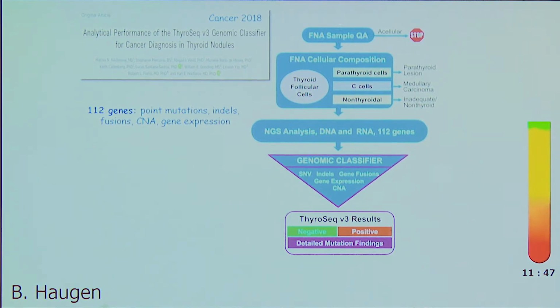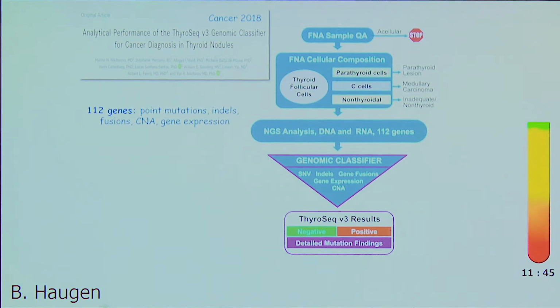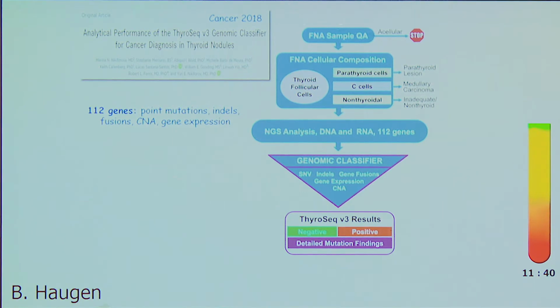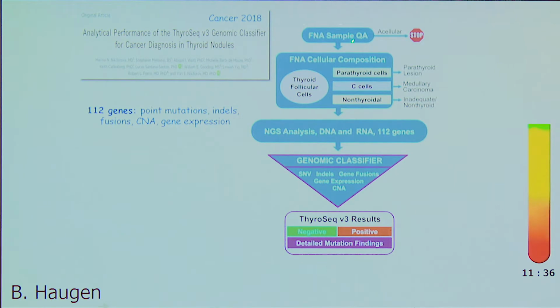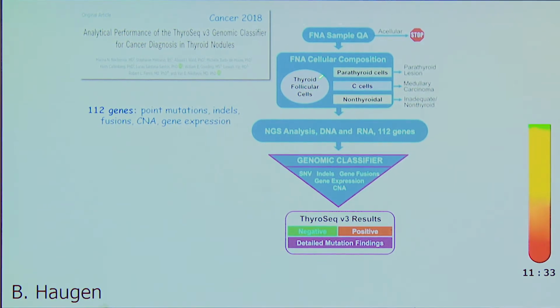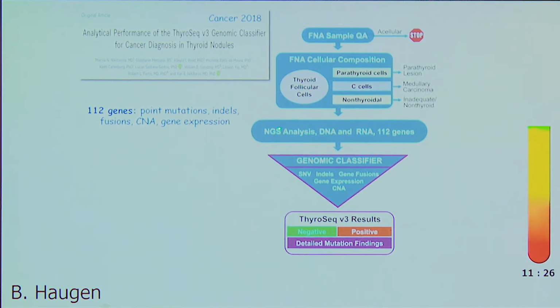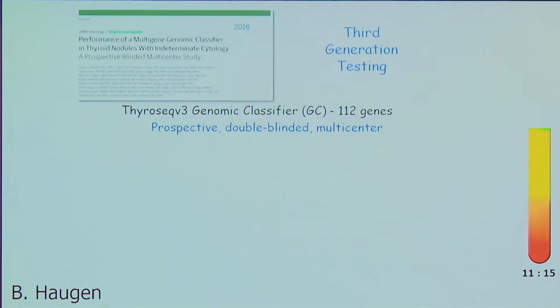This is 112 genes, a combination of point mutations, insertions, deletions, fusions, copy number alterations, and gene expression. You see the flow here with your sample. Obviously, if it's acellular, you would stop. If it's cellular, is it thyroid follicular cells or some other subtype? It can be called out as parathyroid, medullary, or inadequate. Then the next generation sequencing analysis is done for this genomic classifier, and we get these results here as negative or positive, and also the detailed mutation findings, which I find to be helpful.